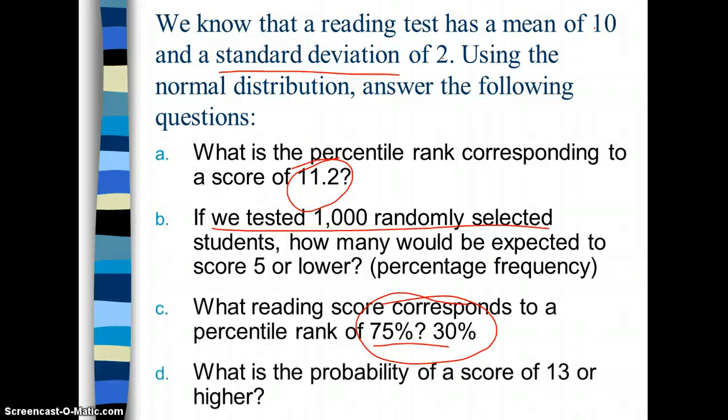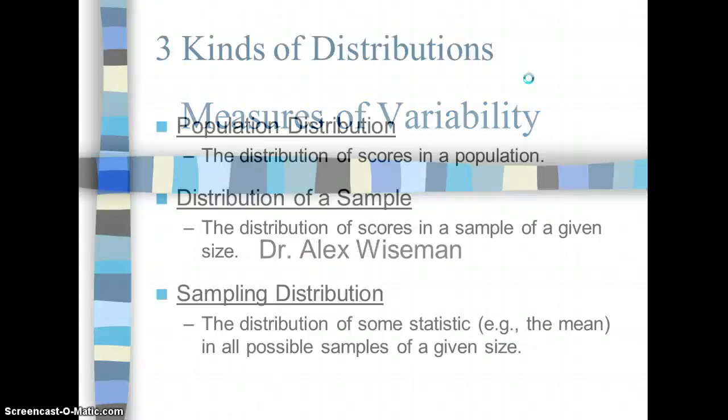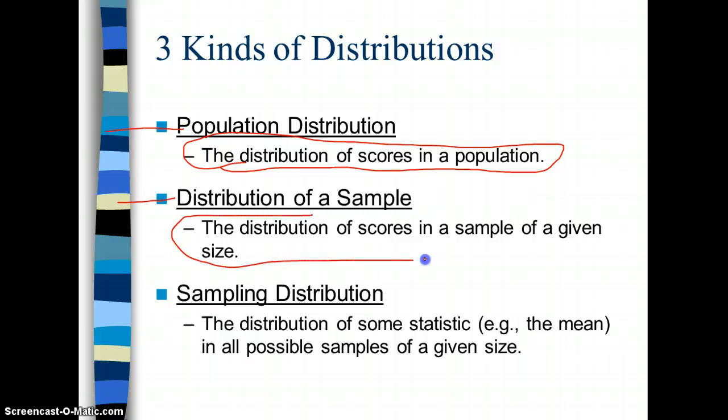Moving past this to, hey, guess what we're going to do now? We're going to talk about kinds of distributions. So there are three kinds of distributions that we can generally think about. One is a population distribution, and that's simply the distribution of all the scores on a particular variable in a population. There's a sample distribution, or distribution of a sample, which, guess what, is the distribution of scores in a sample of a given size.